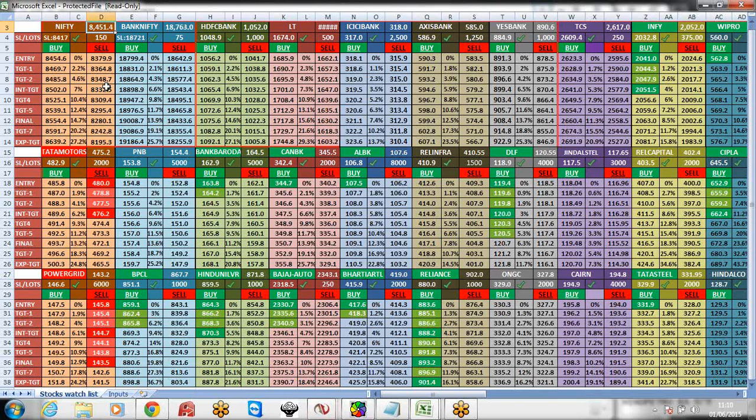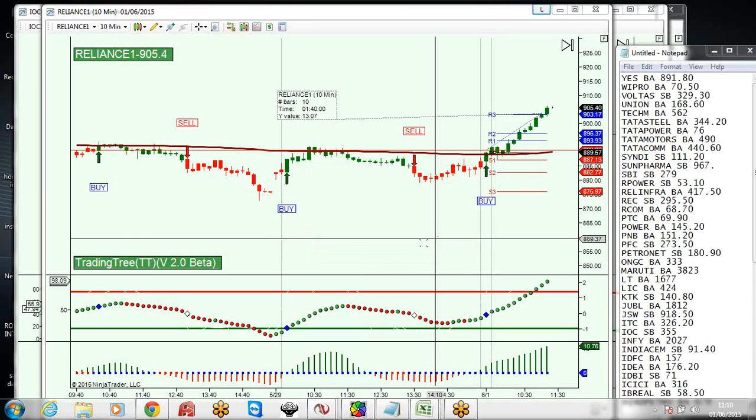There is a buy call in R Power 1. So we have a buy in R Power.